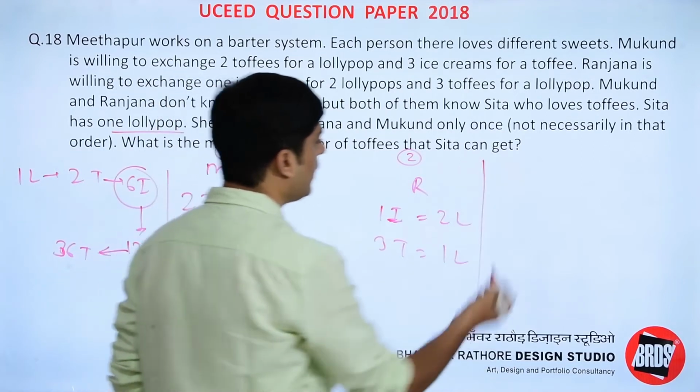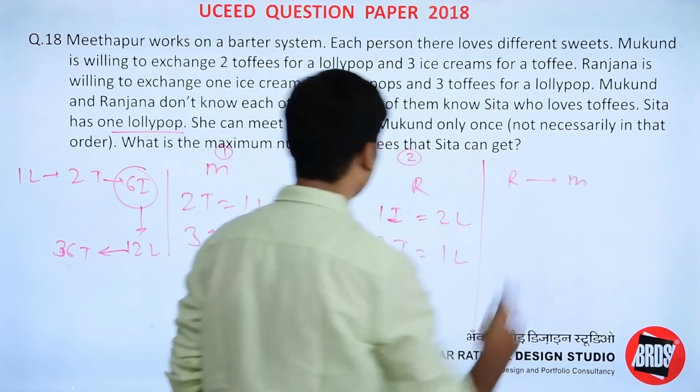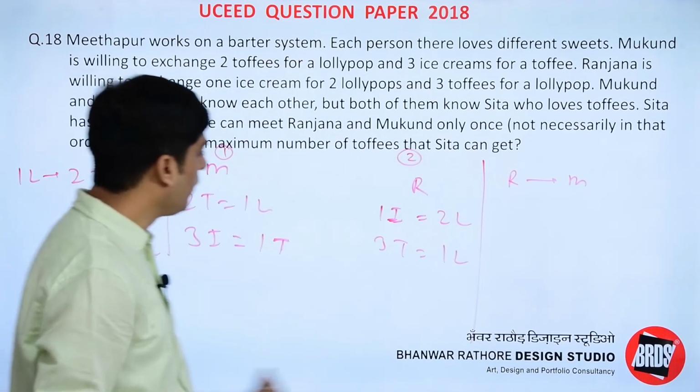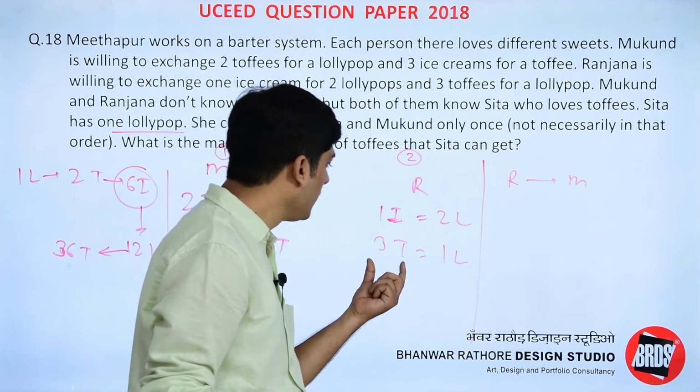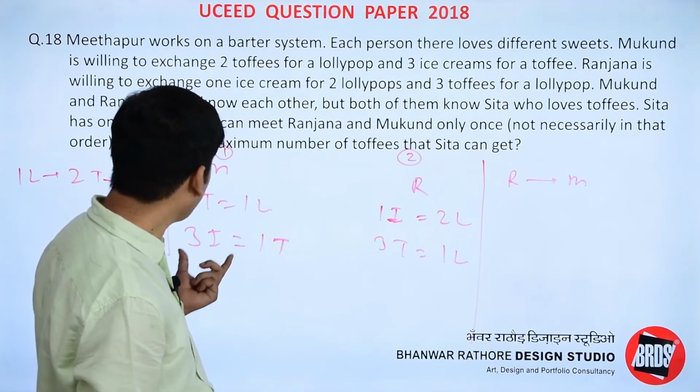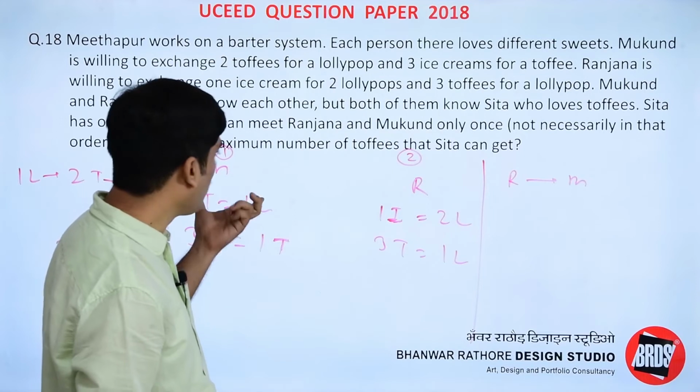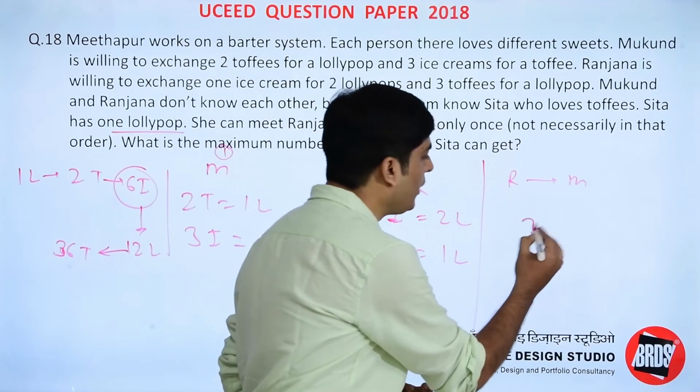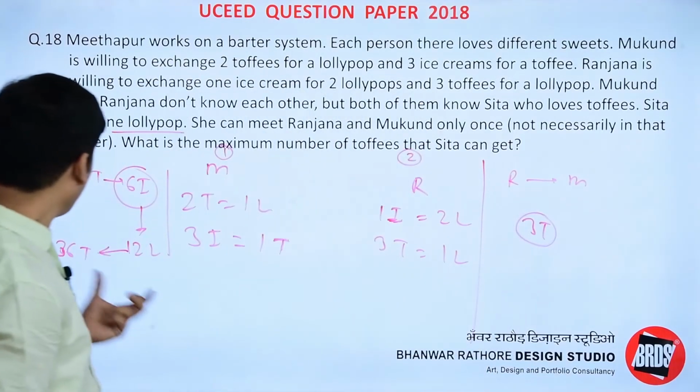Take another case, first Rajan and then Mukund. 1 lollipop would be equal to 3 toffee. Next time, 3 toffee would be equal to certain ice cream, but then Mukund won't give you the toffee. So she will get 3 toffee only. So the answer would be 36.